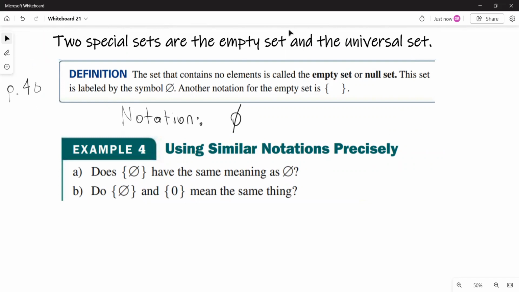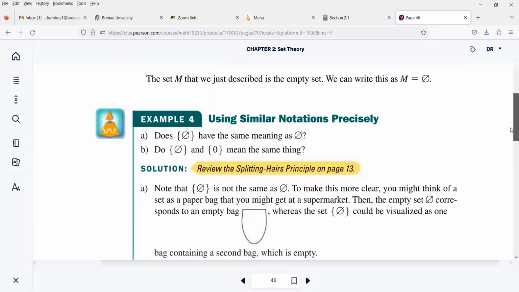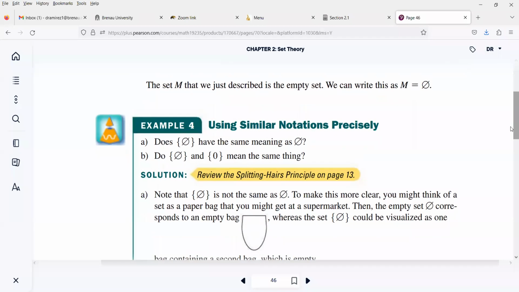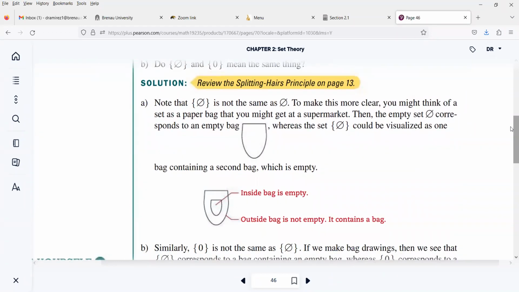Actually, I'm just going to read the explanation. Note that the set containing the empty set is not the same as the empty set. To make this more clear, you may think of a set as a paper bag that you might get at a supermarket. Then the empty set corresponds to an empty bag, so something that has no elements. Whereas the set containing the empty set is no longer empty. It could be visualized as a bag containing a second bag which is empty.